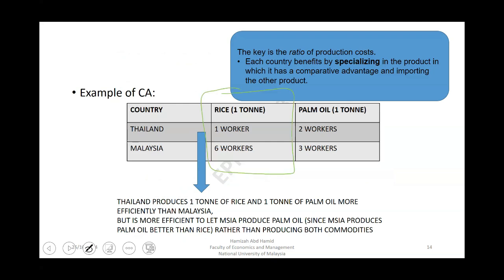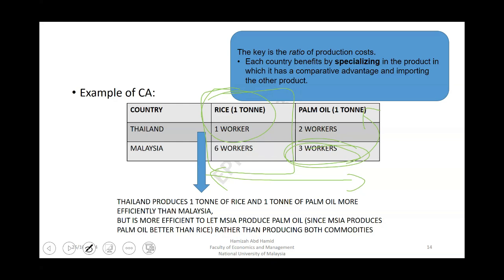So, in comparison to Thailand and Malaysia, which country is more efficient in producing rice? Thailand. Yeah. But Malaysia is more efficient in producing palm oil than rice. So because of that, they need to trade. So Malaysia produces palm oil and trades it with Thailand. So Malaysia gets rice, Thailand gets palm oil.